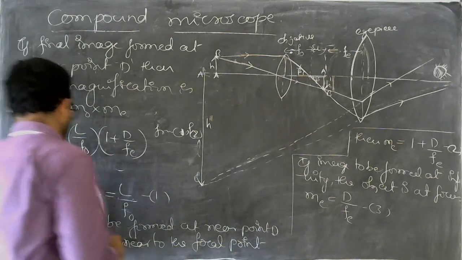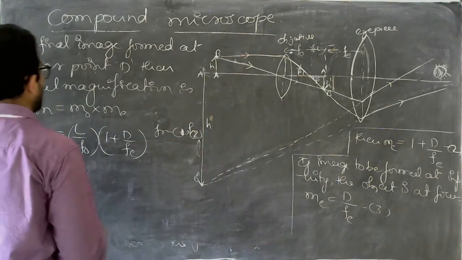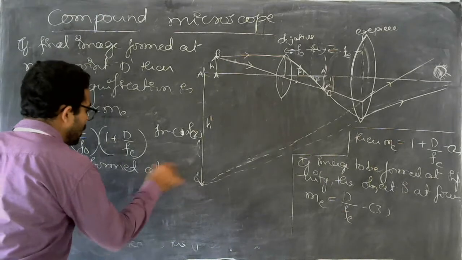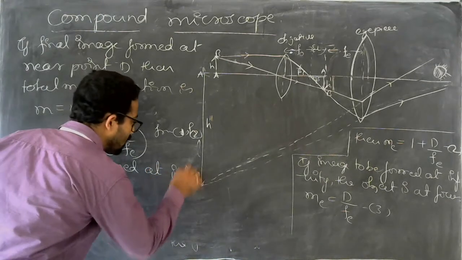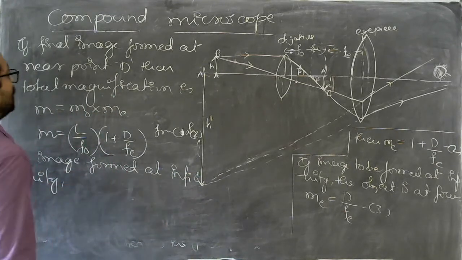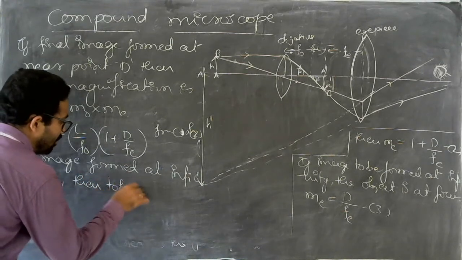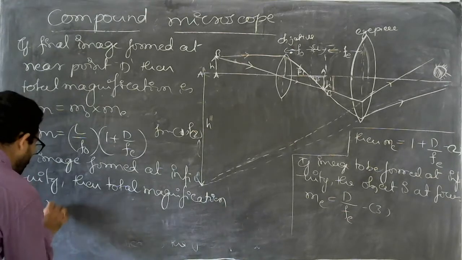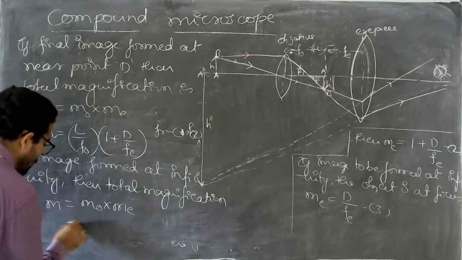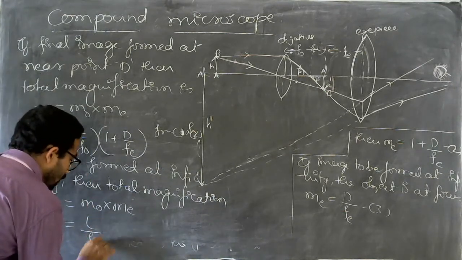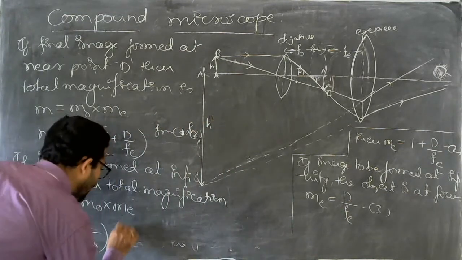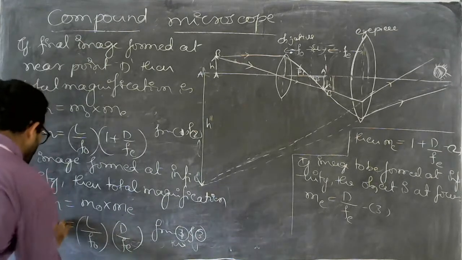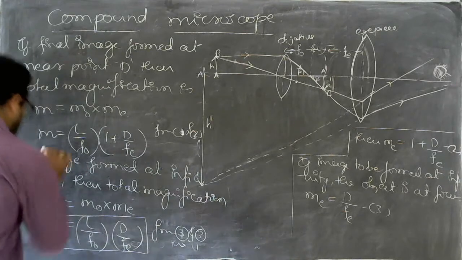Now another case is remaining: if the final image is formed at infinity, then the total magnification M is equal to M naught into M E, a similar equation. M naught is equal to L by F naught, into M E, which is D by F E. So from 1 and 3, this is the equation for the magnification of the compound microscope.